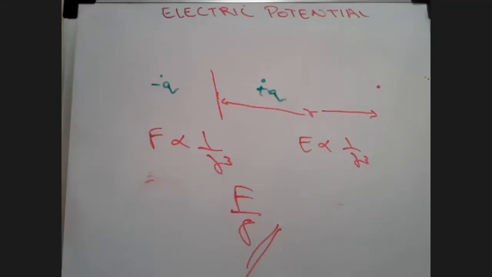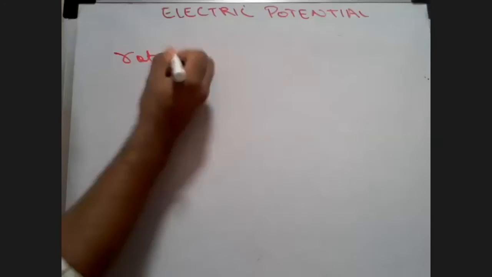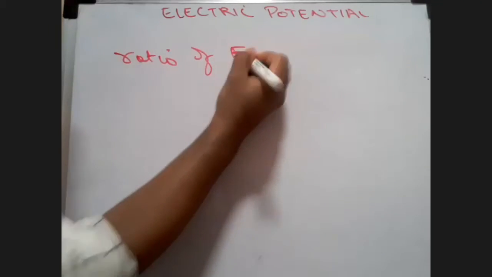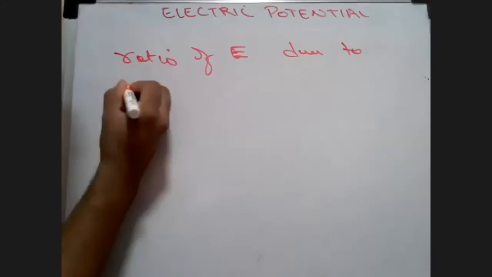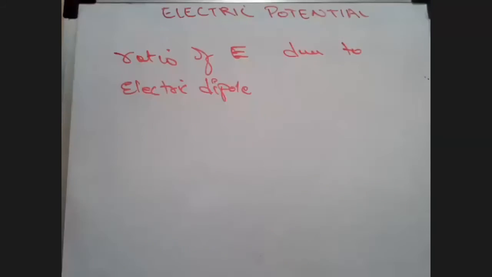Okay, let's look at another question, and this is a derivation. This is an important question. I'll just read it out. The ratio of electric field due to an electric dipole on the perpendicular bisector and on its axis is what? Remember the question. I won't be writing the entire thing.